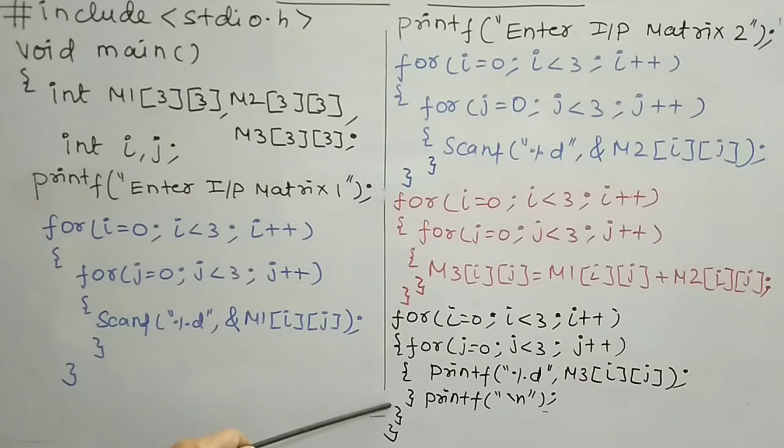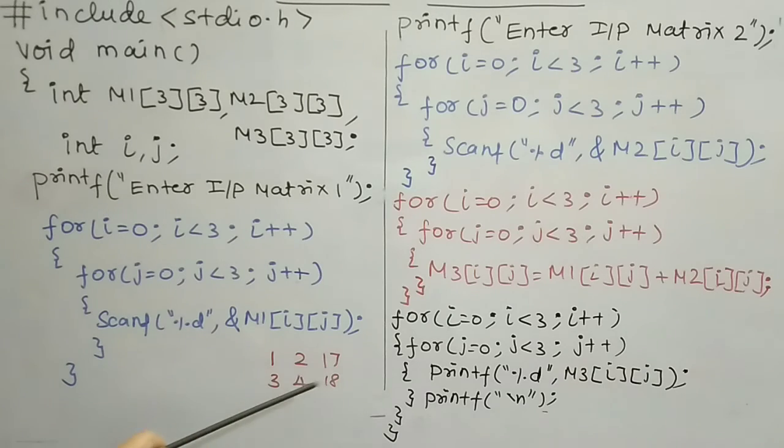Using this nested for loop, I am printing the values of the output matrix M3. Within this curly brace, I am using one more printf statement. The first printf statement prints the elements in one row completely. After completing the elements in one row, for example if I am printing 1, 2, 17, these are the elements in the first row, we are supposed to print the elements in the second row in the next line.